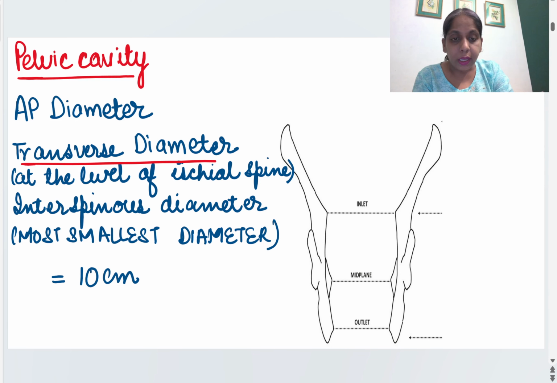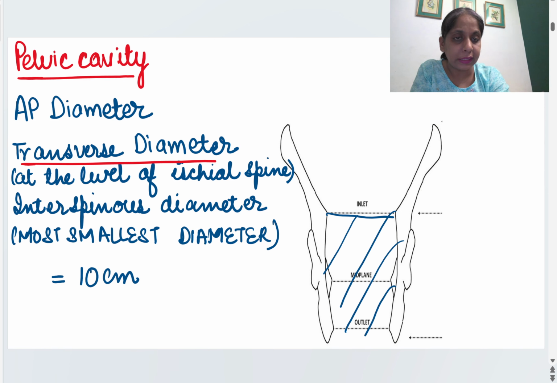Now we have talked that the transverse diameters of the inlet are not important, so we are not discussing them in the revision series. We will only discuss the anterior posterior diameters, and all three are important. Now we come to the pelvic cavity. In the pelvic cavity, the transverse diameters are important. This hole is the pelvic cavity. This is the inlet, this is the outlet, and this hole is the pelvic cavity.